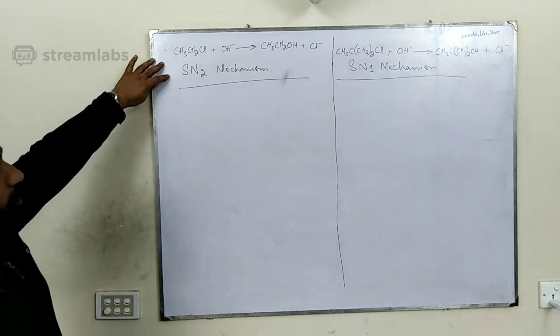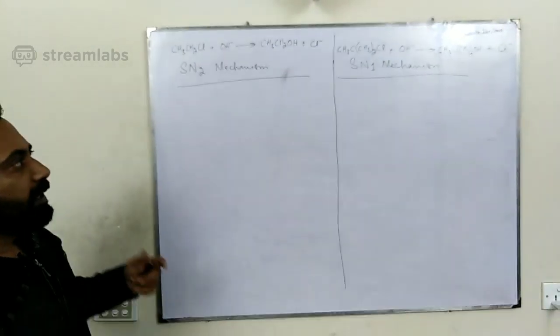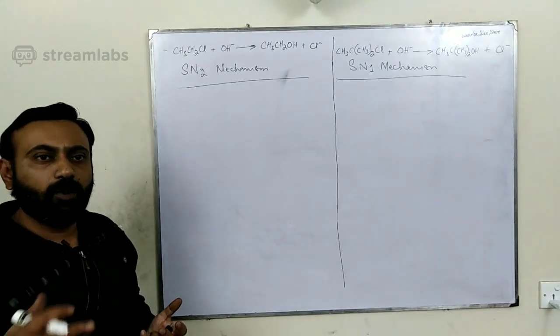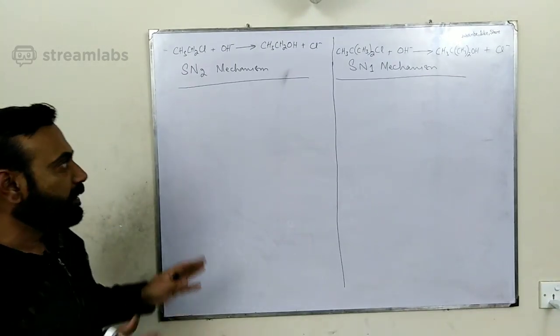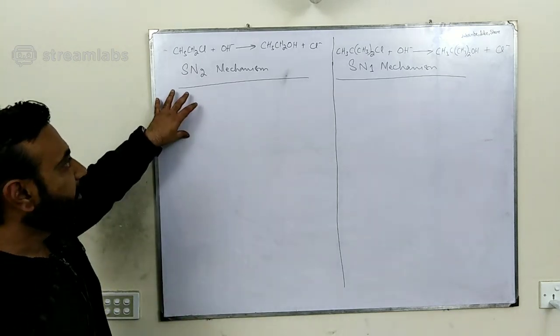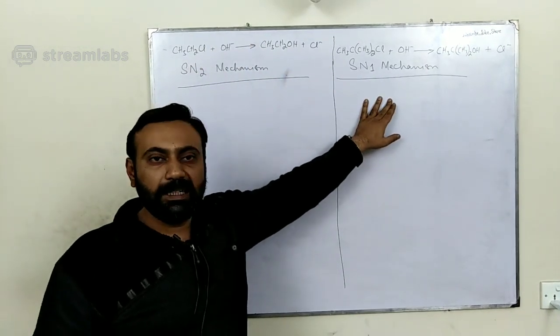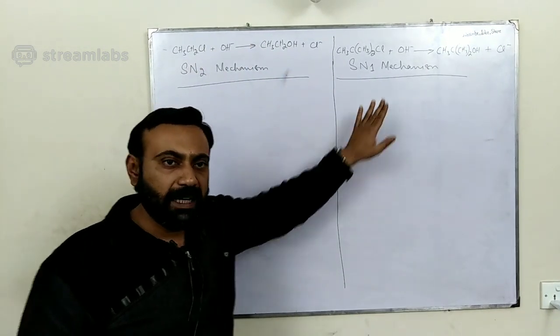Now this reaction is going to follow the Sn2 mechanism, and this reaction is going to follow the Sn1 mechanism. Which halogenoalkane undergoes which mechanism, we'll get to that later. First, let us try to understand what these mechanisms are: what happens when a reaction proceeds with the Sn2 mechanism, and what happens when it proceeds with the Sn1 mechanism.